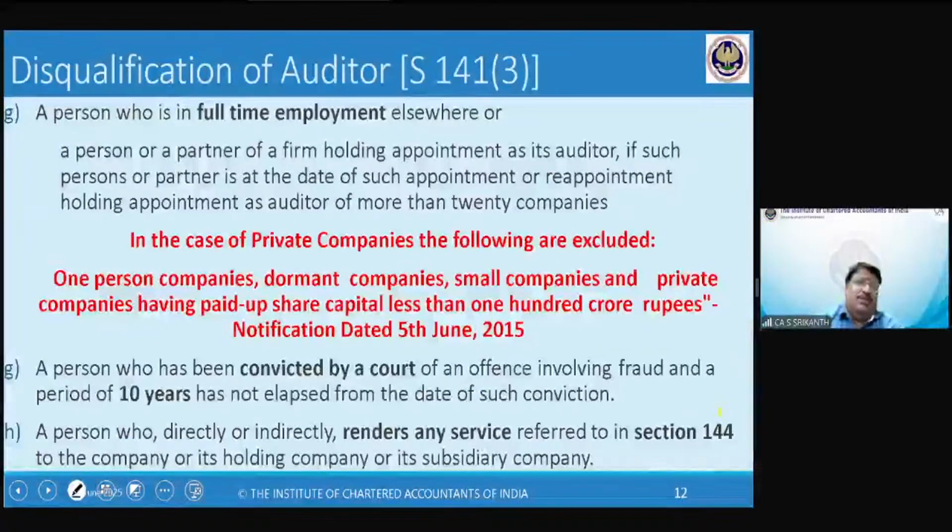I'll give an example for that. It will be very easy. A person who is in full-time employment elsewhere cannot become an auditor of a company. Sorry, he cannot sign a balance sheet. Many people in full-time employment will be holding a COP. They can hold it, nothing wrong, but no big use.